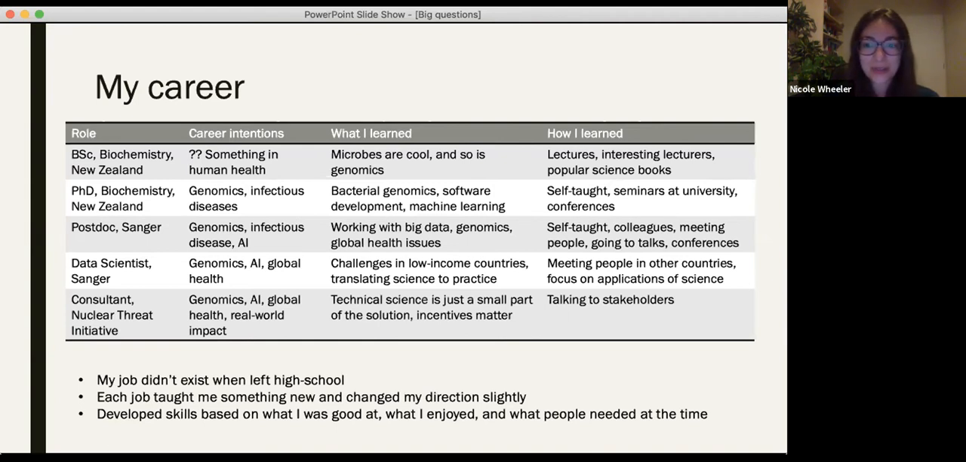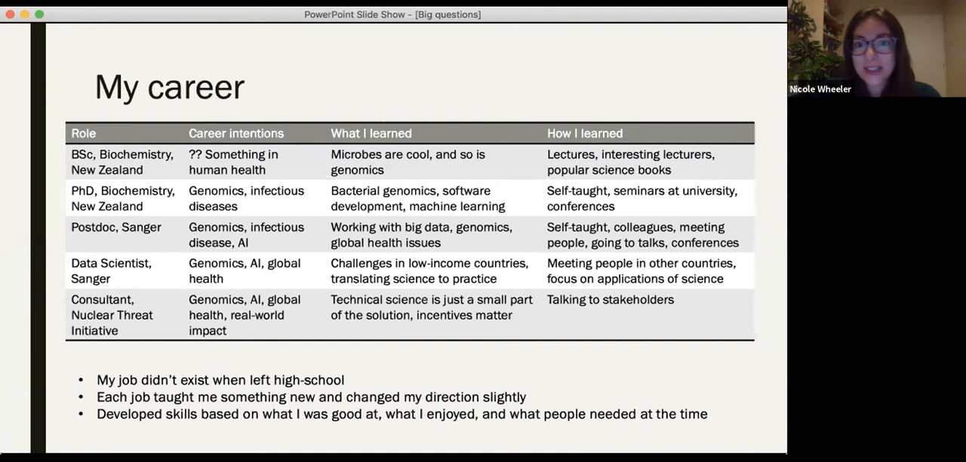Then fortunately out of that project, I got a postdoc at the Sanger Institute in the UK. At that stage, I was still set on genomics and infectious disease, but I'd also developed a real love of AI or artificial intelligence. So I wanted that in my career. And at the Sanger Institute, where we produce a huge amount of genomic data, I learned how to work with big data. And I learned a lot more about genomics and global health issues as well. There's a lot more focus in the UK and at Sanger on what's going on in the rest of the world in terms of infectious disease.